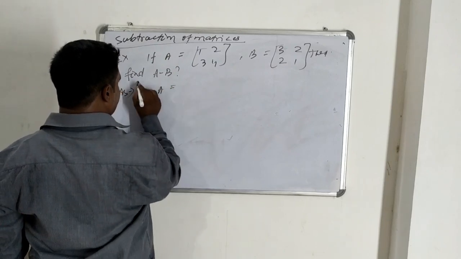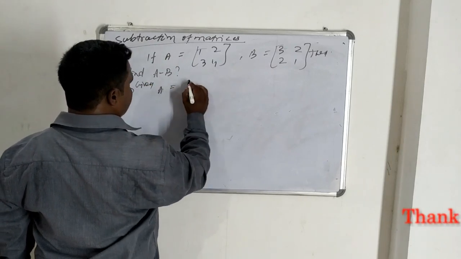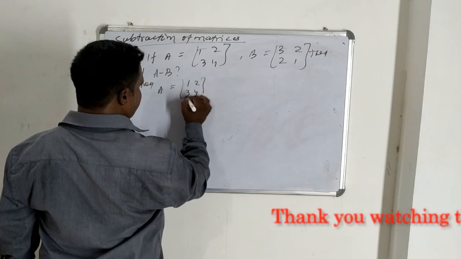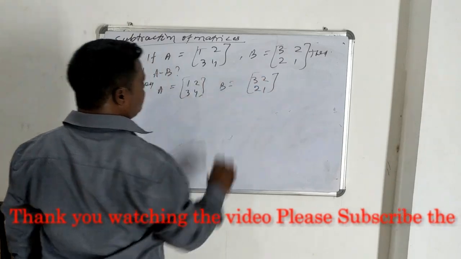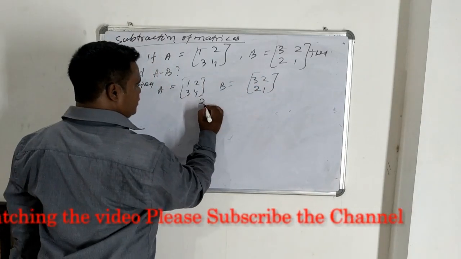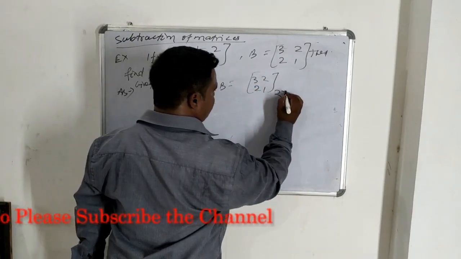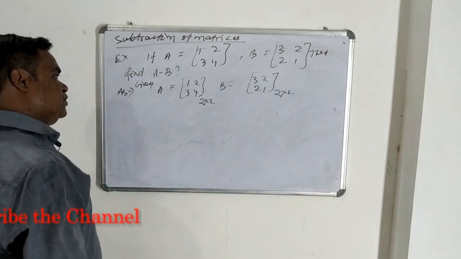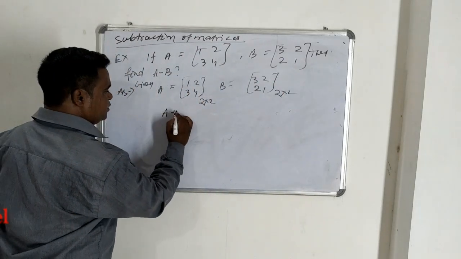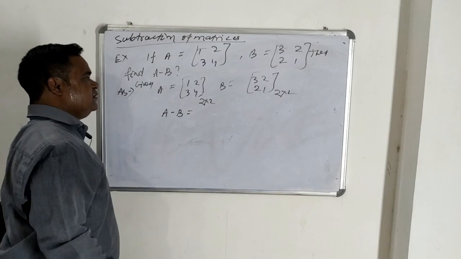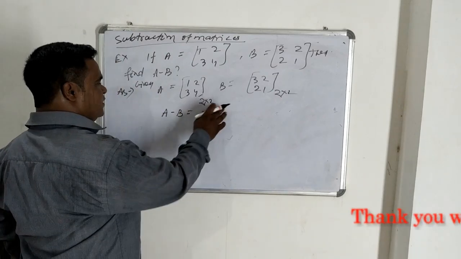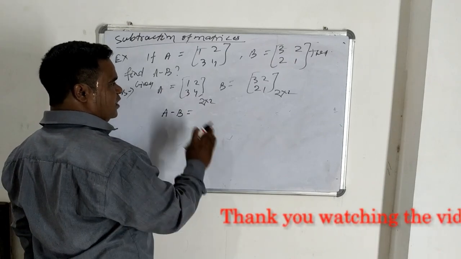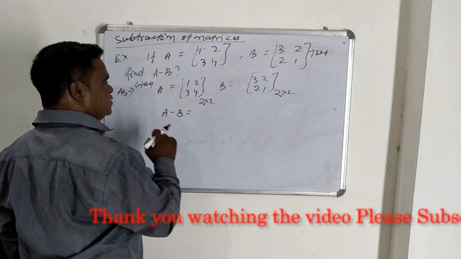Firstly, check the given data. A equals 1, 2, 3, 4. B equals 3, 2, 2, 1. First we check the order: 2 by 2 and 2 by 2. So A minus B is possible. In subtraction, first check the order. If the order is the same, subtraction is possible. If the order is not the same, subtraction of matrices is not possible.